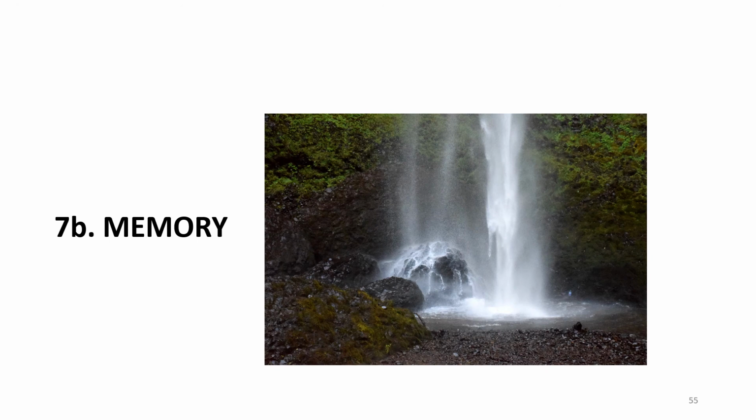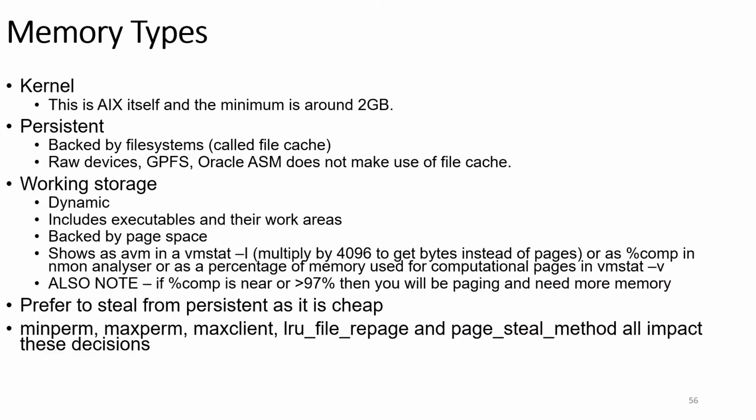And now we're going to move on and talk very quickly about memory. There are basically three different kinds of memory. There's the kernel, which is AIX itself. There's persistent memory, which is backed by file systems. And then there's working storage, which is the dynamic memory that includes executables, work areas, and that's backed by page space.